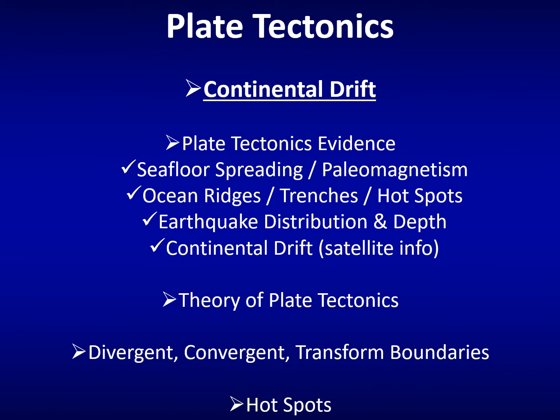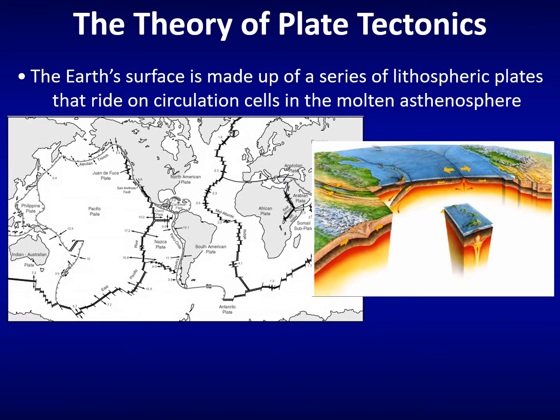We begin with continental drift. In order to understand continental drift, first we kind of need to understand just the overall idea of the theory of plate tectonics. The Earth's surface is made up of a series of lithospheric plates. We talked last time about lithosphere. That's the crust and the solid part of the upper mantle.